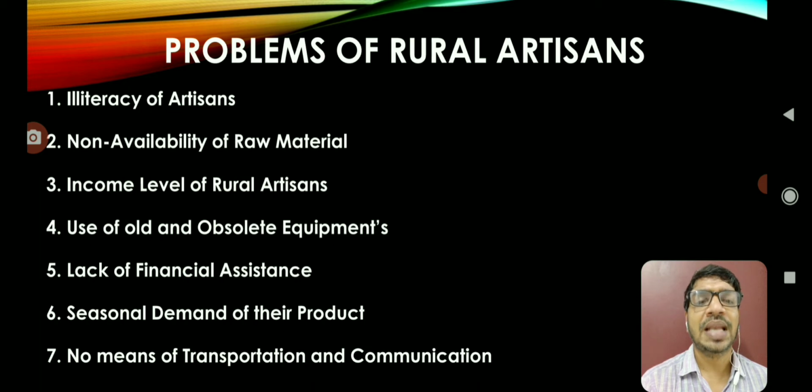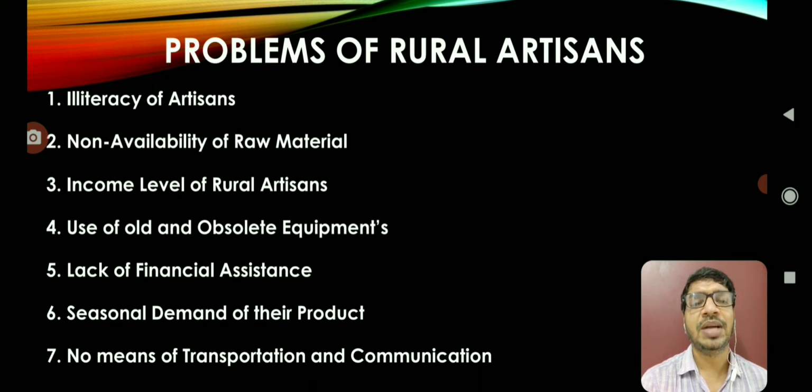And next one is lack of financial assistance. So, if they want to prosper their business, if they want to enhance their business, they do not have sufficient financial assistance through formal channels. That is another problem. And seasonal demand of their products. So, again, for each category of product there is a seasonal demand, in season and off season. In off season time, obviously they will become daily laborers in some other areas, because it is very much required for their basic livelihood.